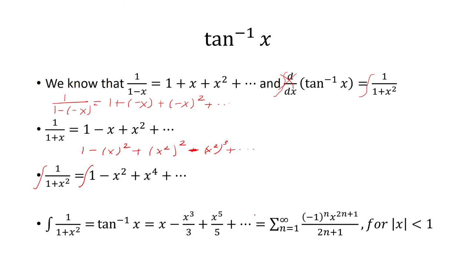Okay. And we can rewrite this sum as the sum from n equals 0 to infinity of negative 1 to the n times x to the 2n plus 1 over 2n plus 1. And here, the absolute value of x is less than 1. And that is our Maclaurin series.